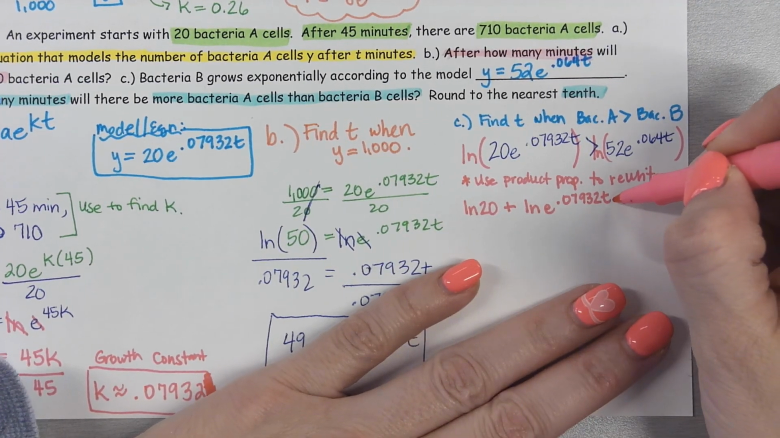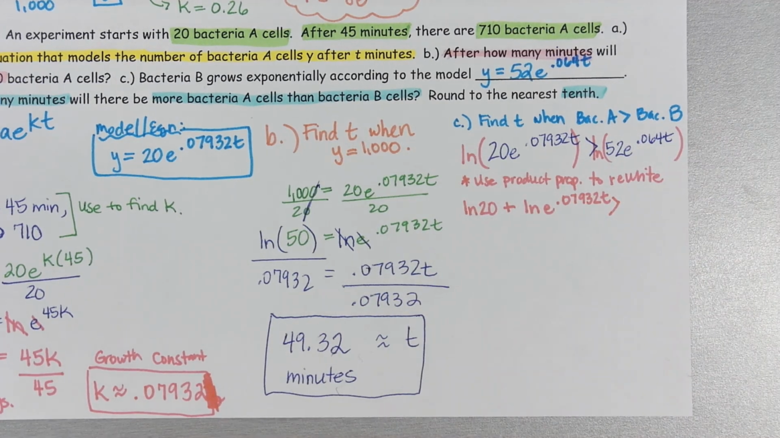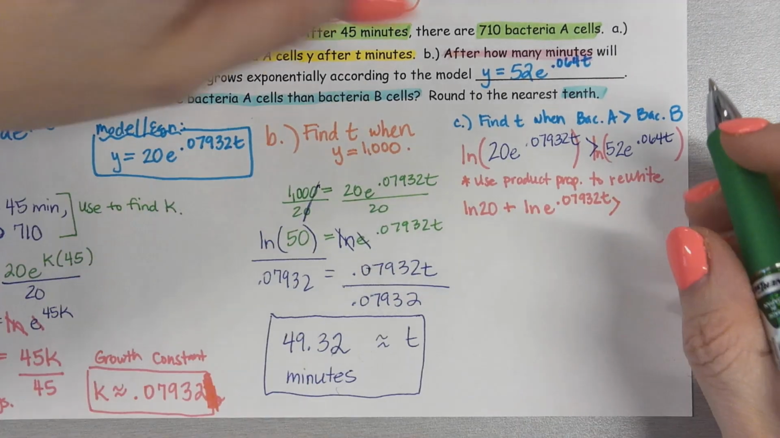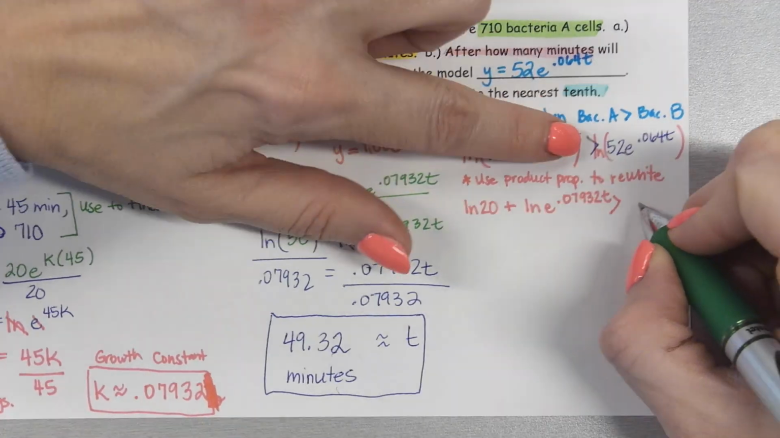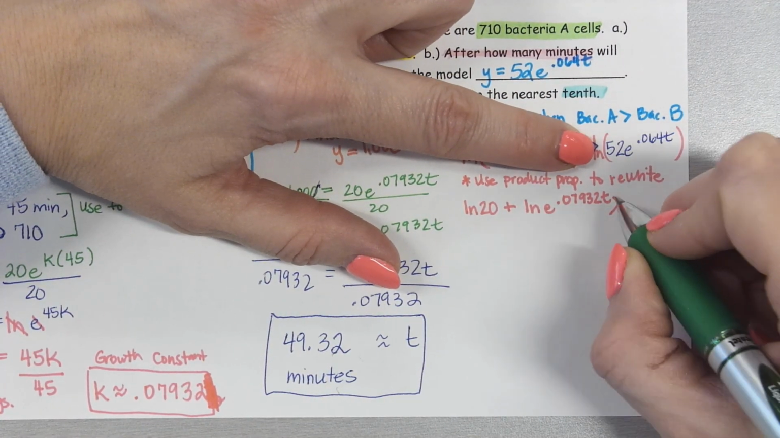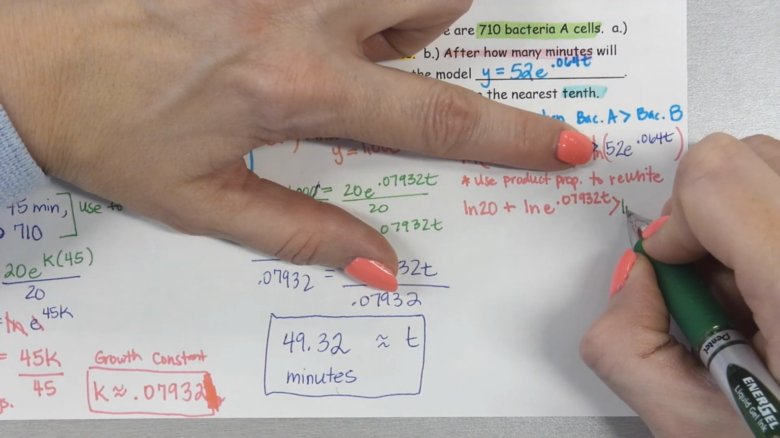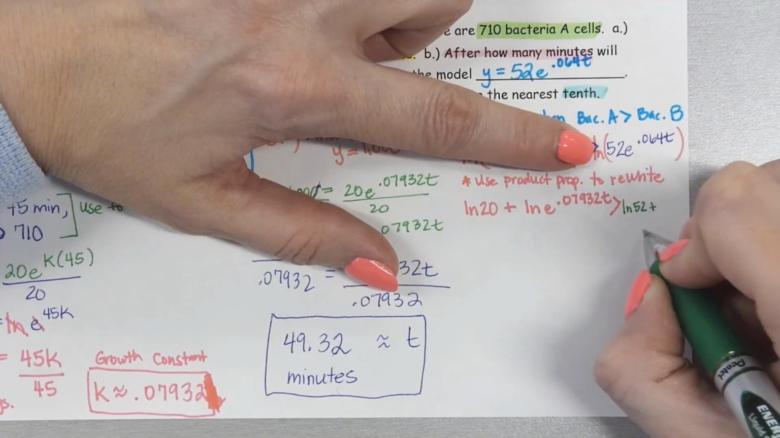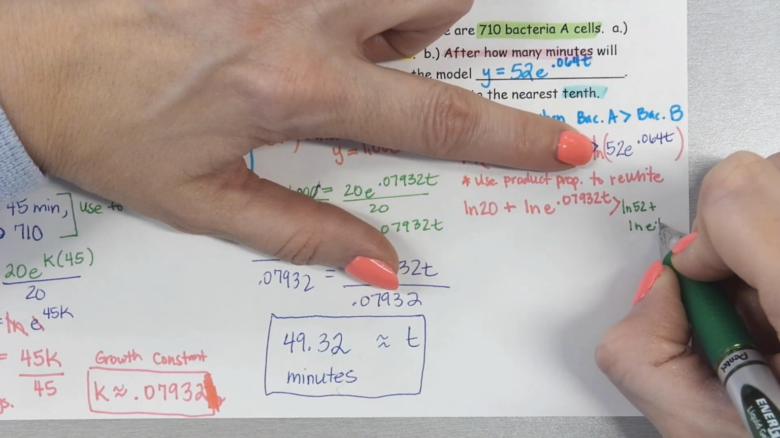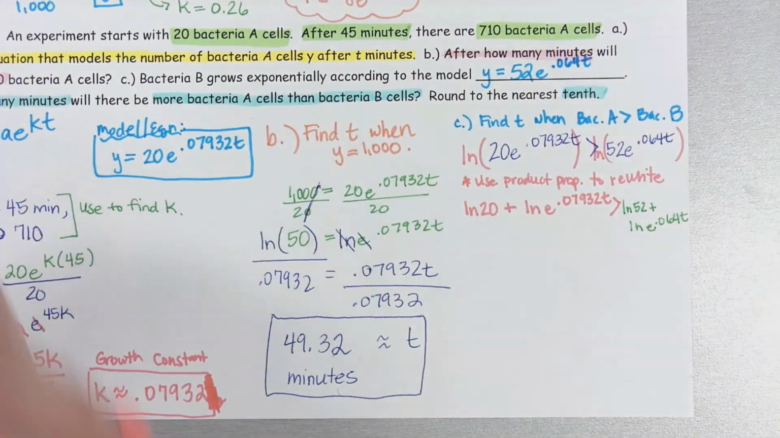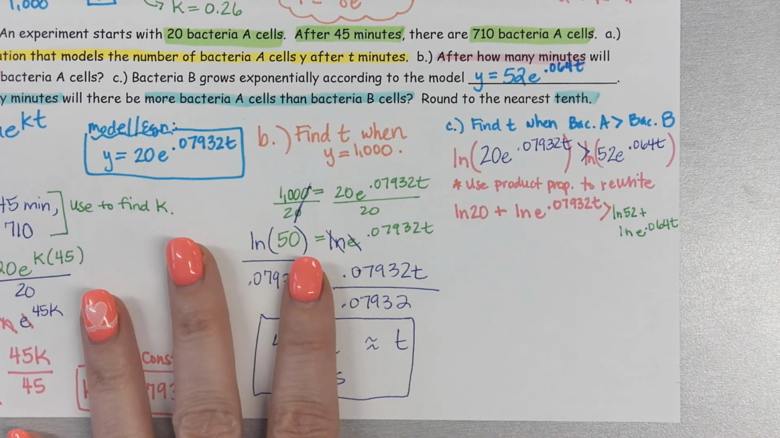Not that I'm aware of, but I can tell I'm also running out of room. I'm going to try to squeeze mine in here. So I have the natural log of 52 plus, I'm going to write it down here, natural log of e to the 0.064t. Need to not write so big here.